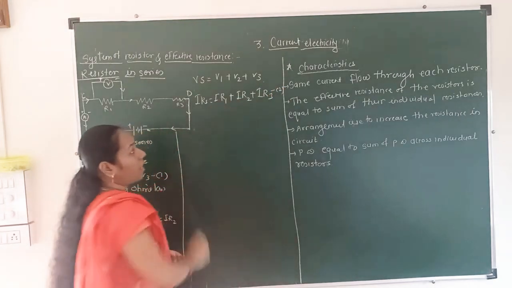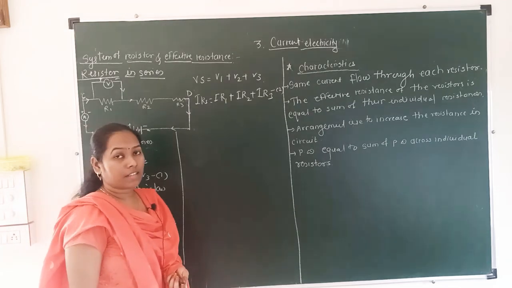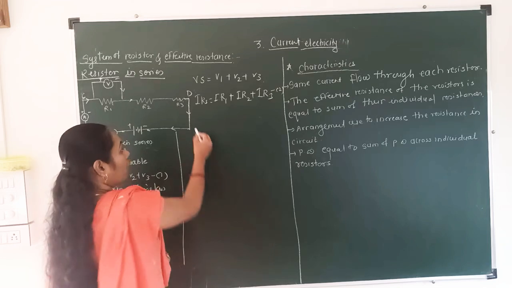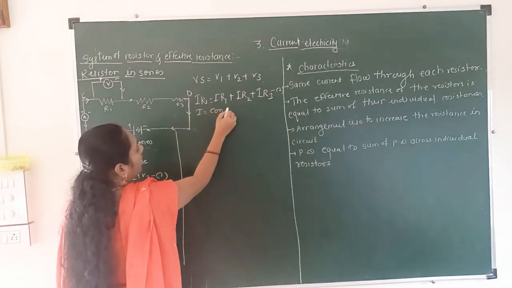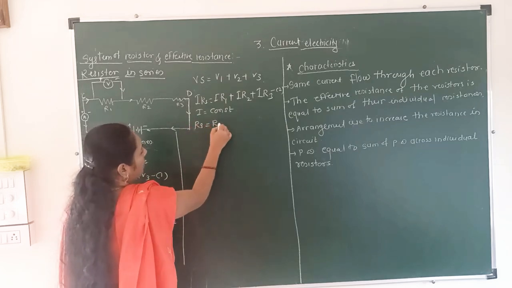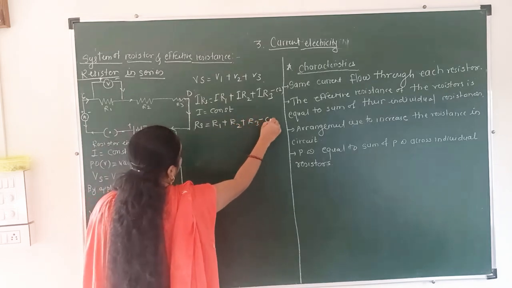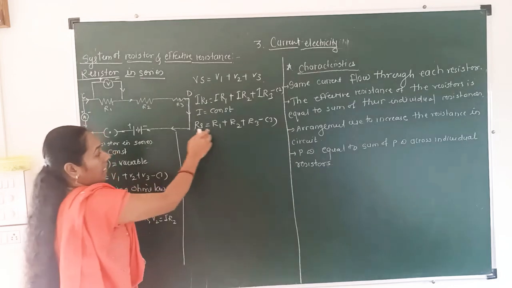What is the constant component here? The constant component here is nothing but the current, I. Keeping I as a constant, I can cancel it, therefore the equation becomes Rs is equal to R1 plus R2 plus R3. This is equation 3. Here we have three resistances.